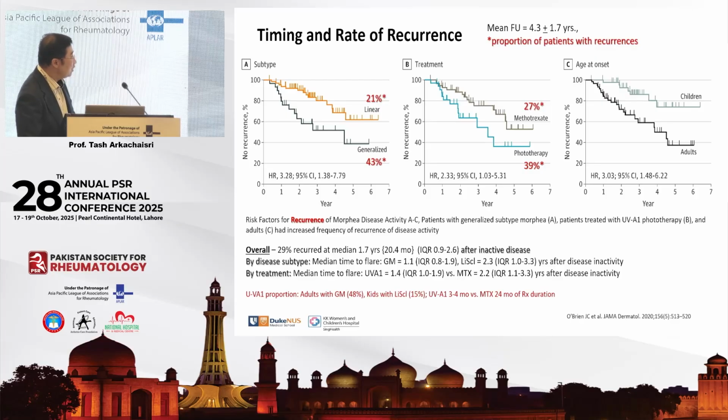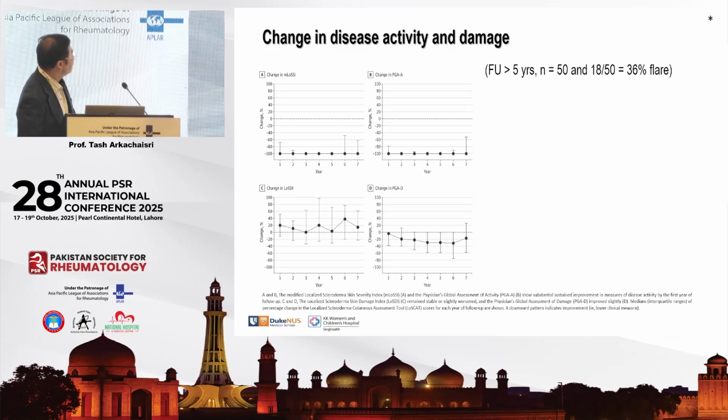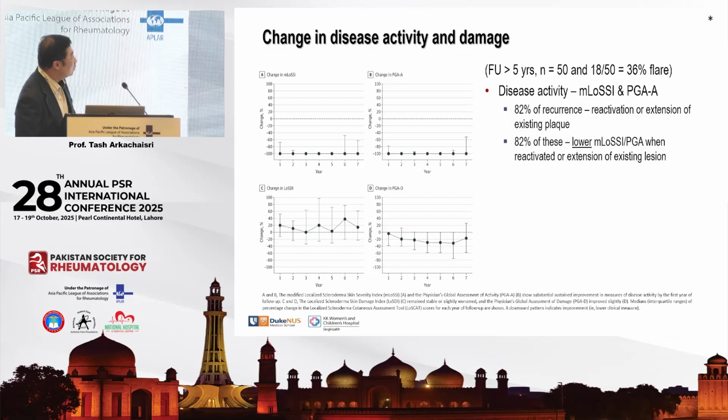Because with children we are usually more aggressive and we treat. Okay, 29% recur at a median of about 20 months. Remember this number: a third recur at 20 months. So this is the change in disease activity and damage, used over more than 5 years. If your disease recurs after you get inactive disease or stop treatment, 82% of them will recur at the same existing or previous plaque or lesion. And the disease activity is actually lower compared to your first presentation. So this is a little bit of good news.